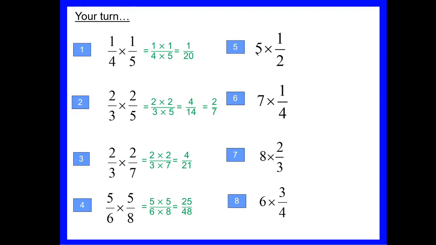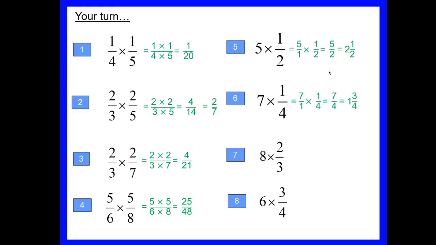So remember, our first step is to turn the integer into a fraction by dividing it by 1. So we have 5 divided by 1 times our half. Now we can multiply our numerators. So 5 times 1 is 5, 1 times 2 is 2. It's an improper fraction. 2 fits into 5 2 whole times with 1 remainder, which goes back over our denominator of 2, and we get 2 and a half.